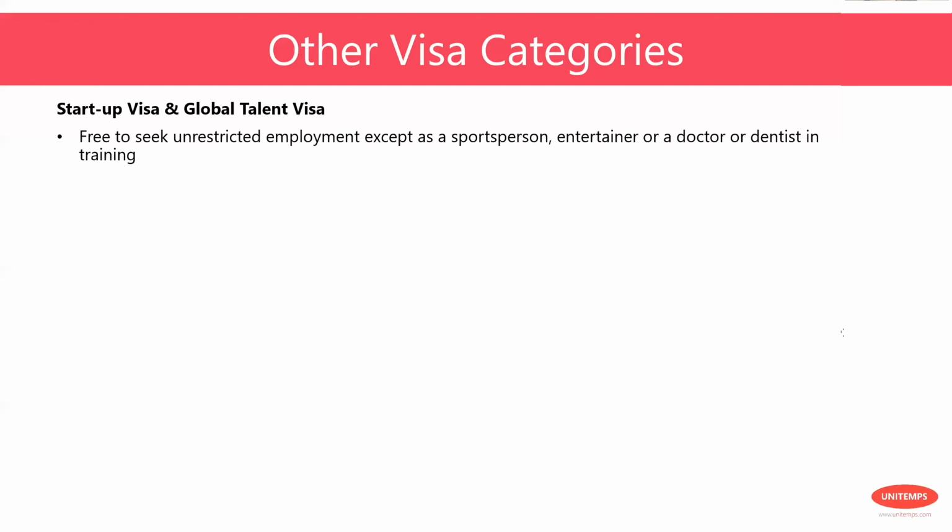Firstly, you might come across a startup visa or a global talent visa. They're actually some of the more straightforward visas to deal with. So people with that type of visa are free to seek unrestricted employment except as a sports person, entertainer, or doctor or dentist in training. Those exceptions, by the way, apply to every visa, including student visas. If you want to be a sports person, entertainer, or doctor or dentist in training, and you need a visa, then you have to get a special type of visa in order to do that. So any sort of standard visa will prohibit you from doing it.